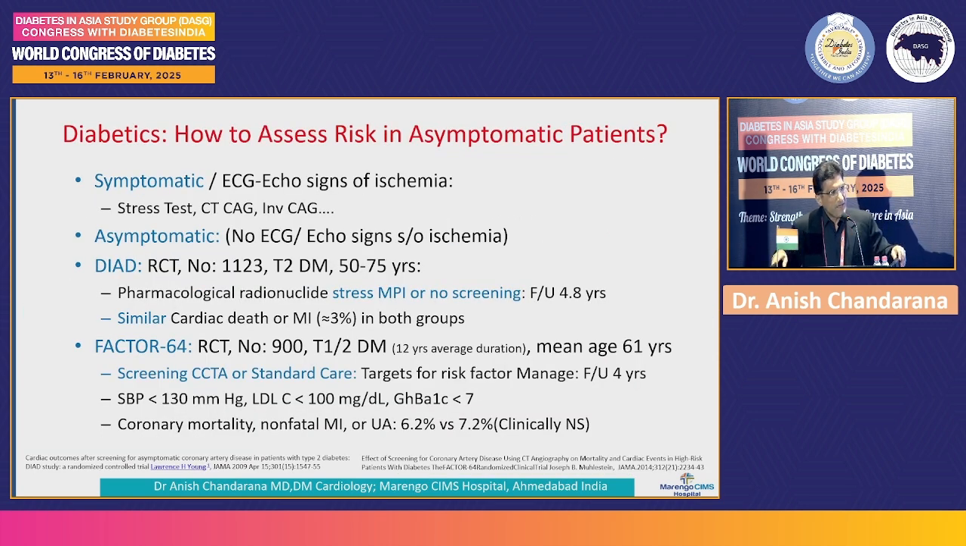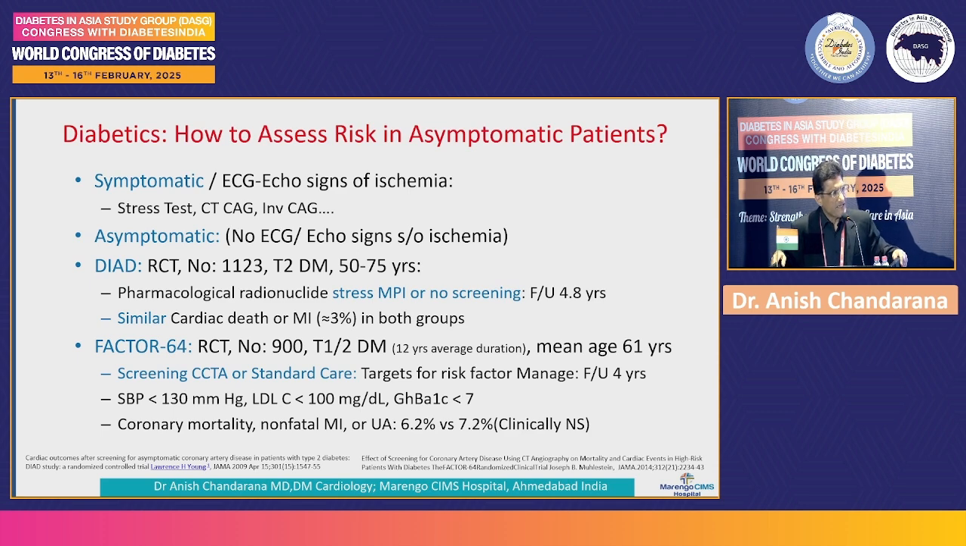For people who are symptomatic and diabetic, the algorithm as far as further course is concerned is reasonably well defined. But in asymptomatic patients who do not have angina or angina equivalent symptoms, or ECG and echo changes, how to take them further is a serious question. This question has been addressed by multiple trials. One of them was DIAD, where asymptomatic patients with diabetes were subjected to some kind of stress test, versus people who were managed without stress test through optimum risk factor control.